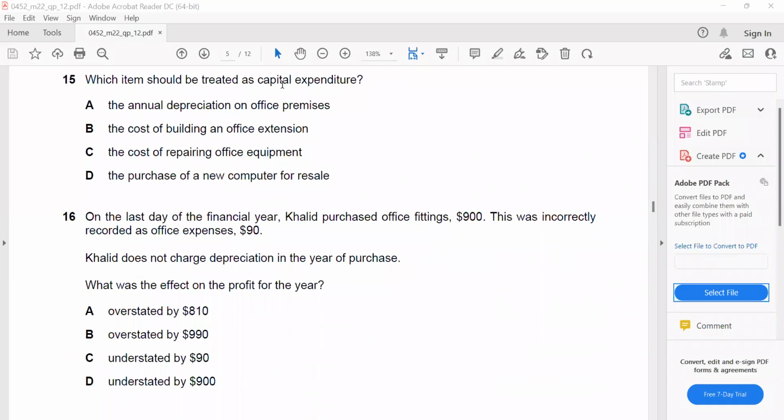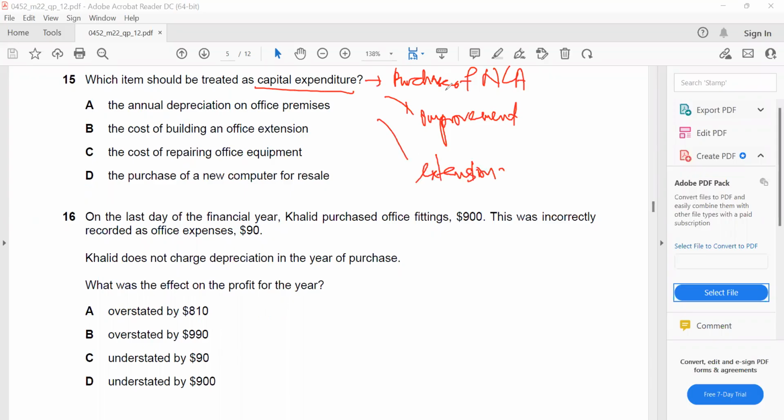Okay, question 15. Which item should be treated as capital expenditure? Capital expenditure is a purchase of non-current asset, improvement of the non-current asset, or extension of the non-current asset. So this is the item all related to non-current asset. Next is the annual depreciation. This depreciation is a revenue expenditure.